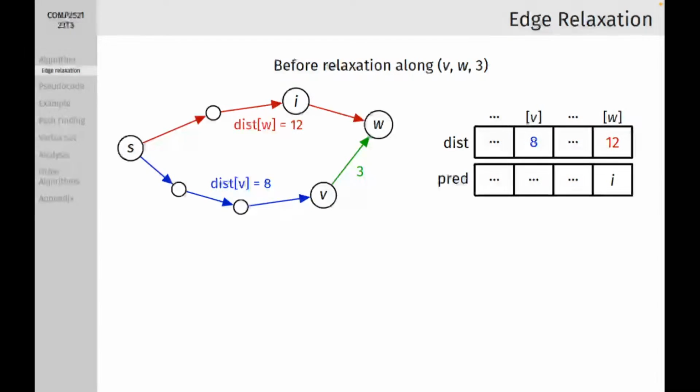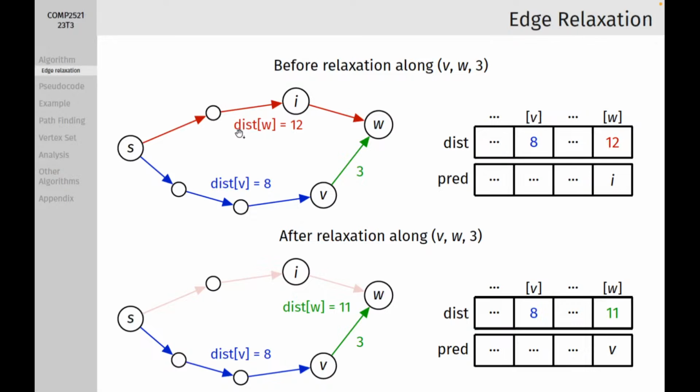All right, so now we want to perform edge relaxation on this edge from V to W. If we take this path from S to V, and we extend it using this edge, that gives us a new path from S to W. And the length of this path is 11, 8 plus 3. All right, and since this path is shorter than the shortest known path to W, which is 12, we update our distance to W to 11. And we also update the predecessor of W to V.